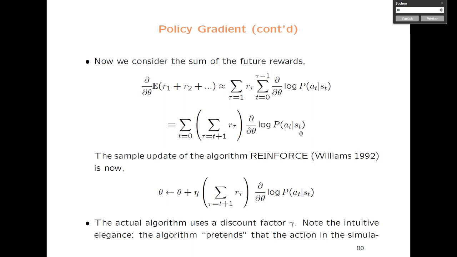And this is now quite suitable to a sample update algorithm, and it's called REINFORCE, from Williams from 1992. And the update is that the new parameter is the old parameter plus the learning rate. And then here we have the sum over future returns. And then we take the derivative of the policy for the action at this time instant with respect to the parameter. Typically, we are also using a discount factor, but for simplicity, I didn't include the discount factor.